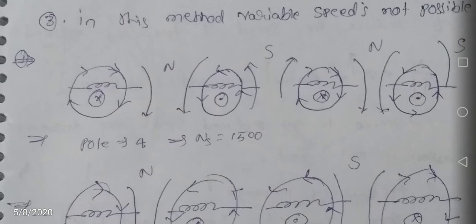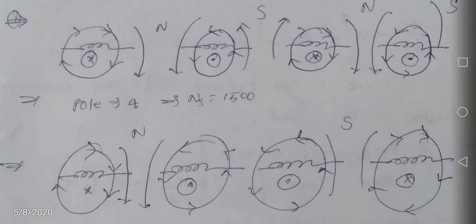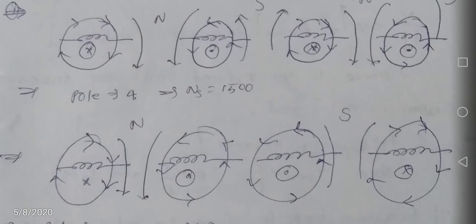So there is a formation of four poles. By this structure of four conductors, we can form the four poles. And with four poles we get 1500 rpm. The same connection can be done in another manner.